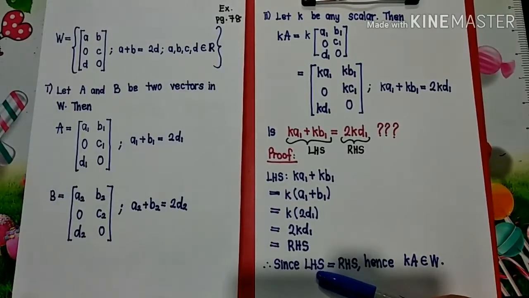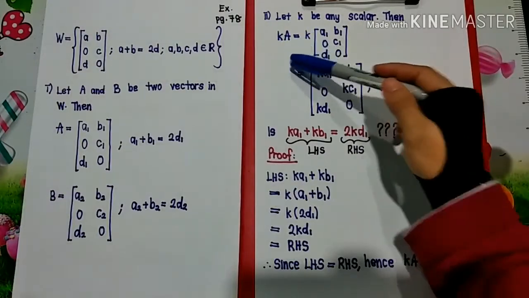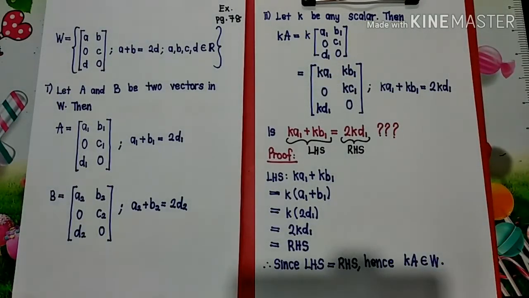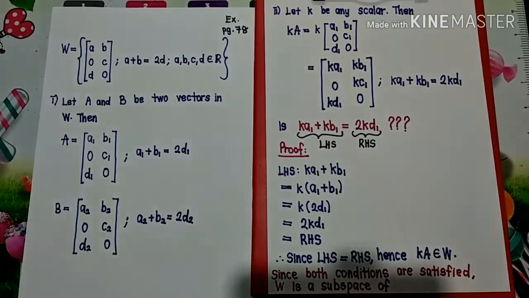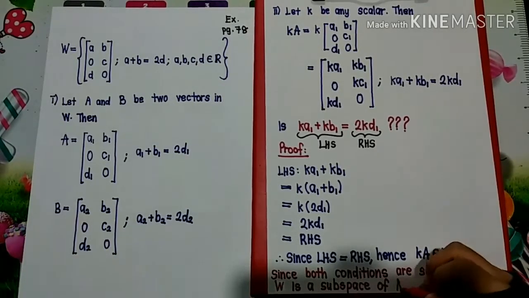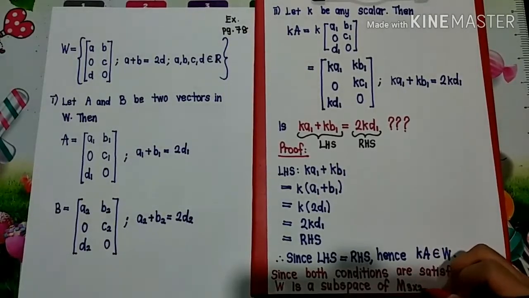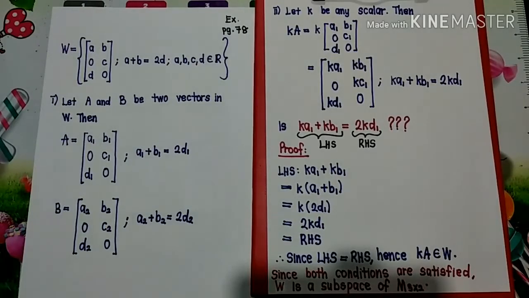So we conclude for the second condition. Since left hand side equals right hand side, hence the second condition, K multiplied with A in W, is satisfied. The last step, we must conclude. Since both conditions are satisfied, it means that W now is a subspace of matrix 3 by 2. That's how you show that when the question asks you to show W or any set is a subspace of any vector space.